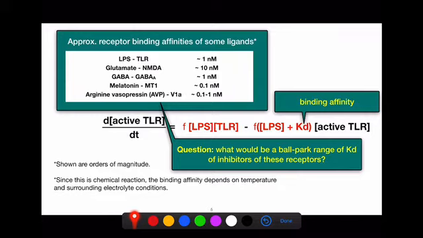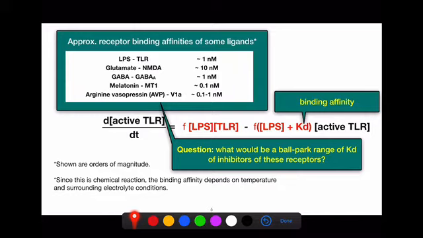And also, we need to realize that all those ligand bindings are based on ionic interactions. So the strength of binding will depend on the ionic environment where this ligand is in.